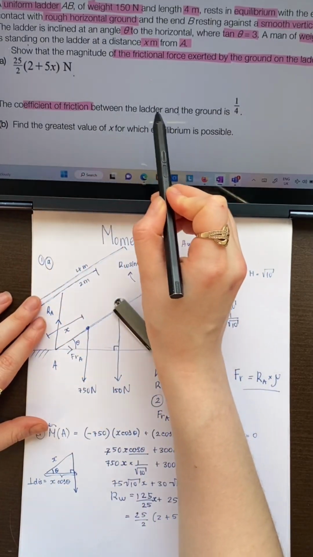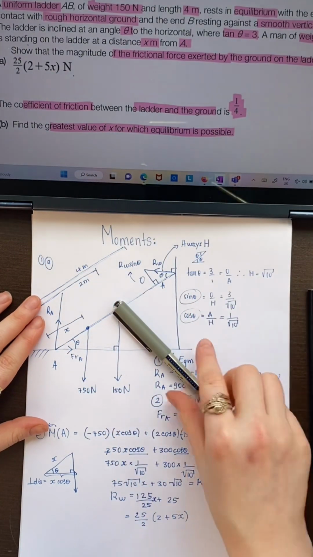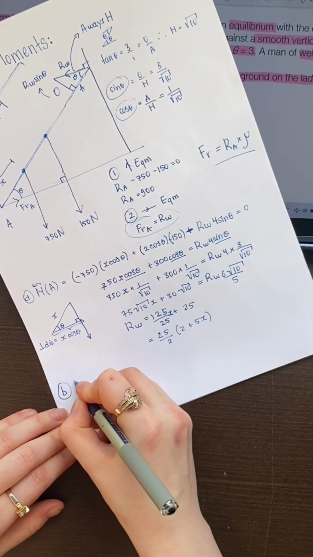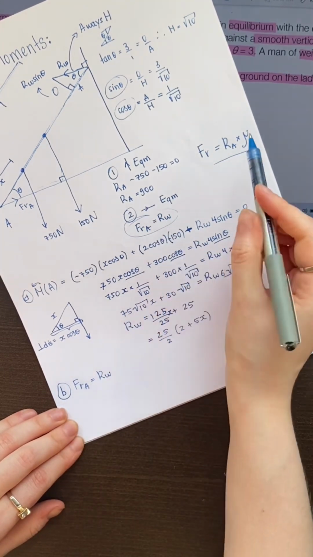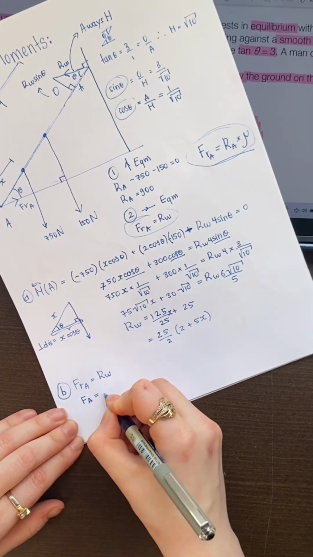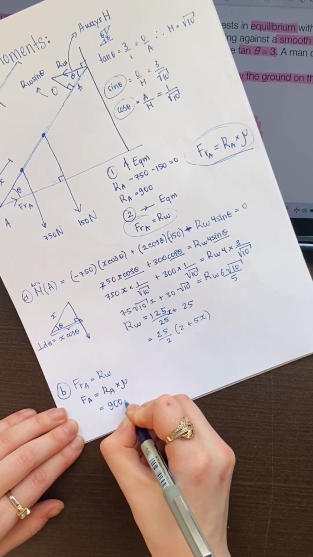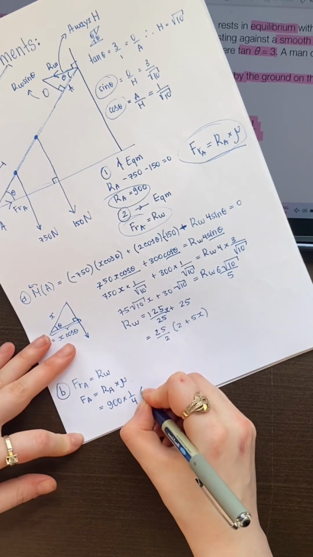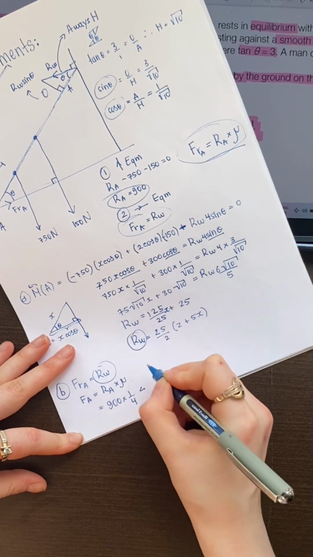For the second part, we're given that the coefficient of friction between the ladder and the ground is 1/4. So what's the greatest value that x can take? For this part, we're using our horizontal equilibrium again. We are also using the fact that friction equals the reaction at A times the coefficient of friction, which is 1/4. According to our vertical equilibrium, the reaction at A equals 900 newtons, so we can substitute R at A and mu straight into the equation.